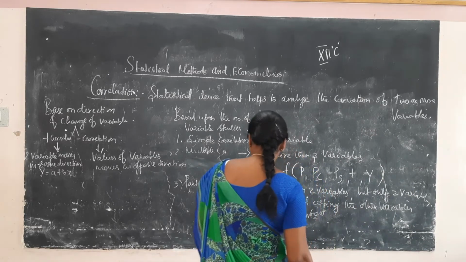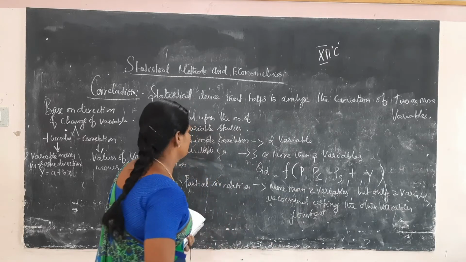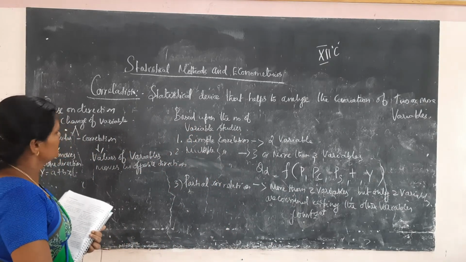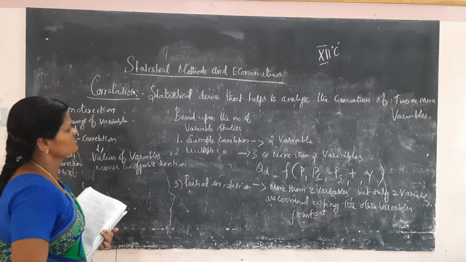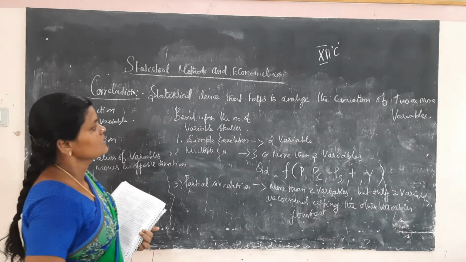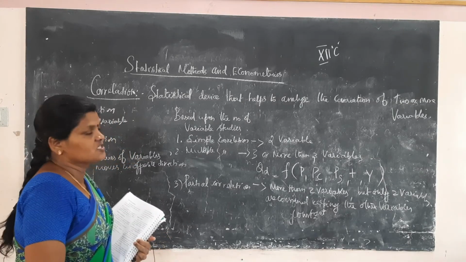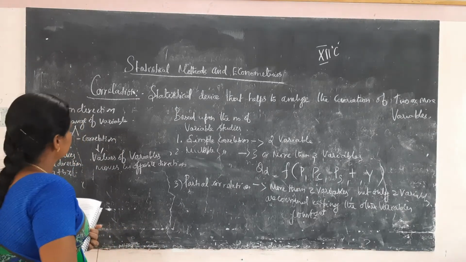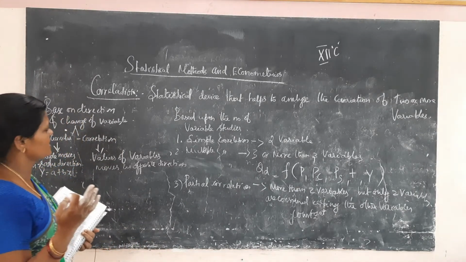Then the correlation is said to be partial. We are studying about the correlation. Correlation means it is the statistical device that helps to analyze the variation of two or more variables. In that we have three types.